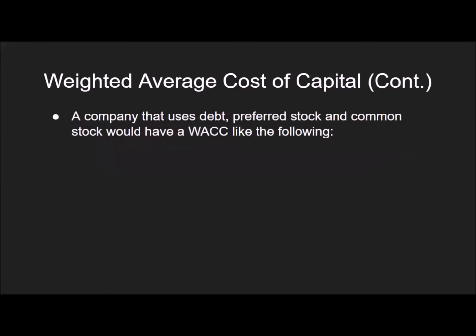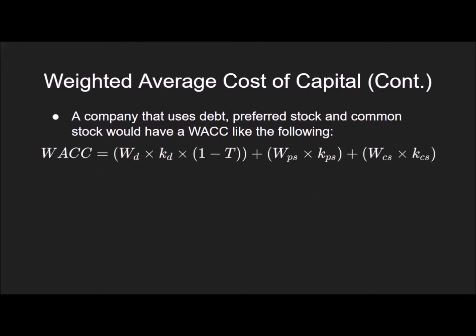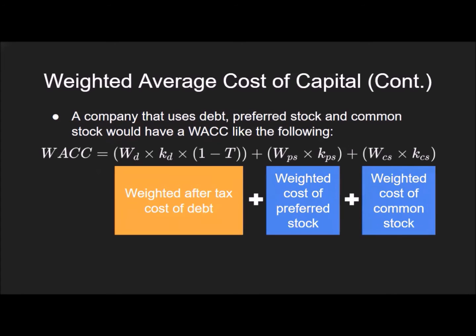A company that uses debt, preferred stock and common stock to finance itself would have a WACC like this. WACC is basically the sum of the weighted after-tax cost of debt, weighted cost of preferred stock, and weighted cost of common stock.